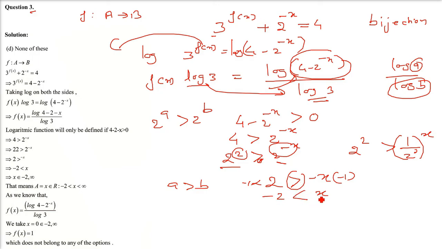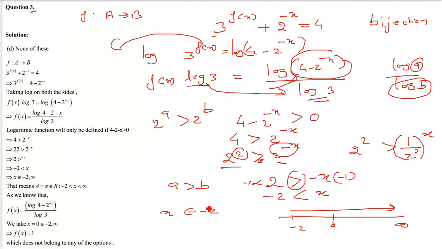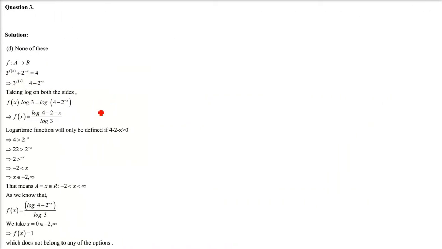So what does it mean? x should be greater than minus 2, and it can go up to infinity. So we get a range of x. It will vary from negative 2 to infinity. So we have seen the value of x now. Let me reiterate, x is between negative 2 and infinity. Now this f(x) was what? You might have noted somewhere, log of (4 minus 2 raised minus x) by log 3.